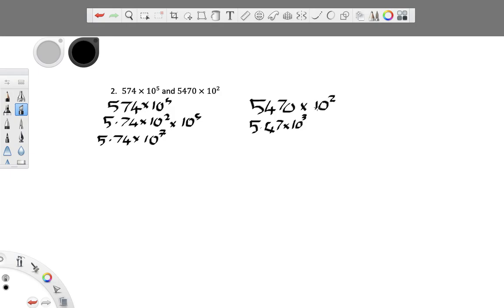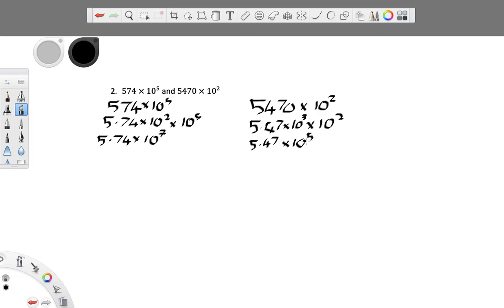And then I didn't do anything with the times 10 squared, so I'll just drop that down onto the next line of working. Again, 10 cubed times 10 squared, well, they're of the same base, which is 10, so we can just add the powers. So it's 5.47 times 10 to the 5, which again came from adding the powers because the numbers are of the same base.